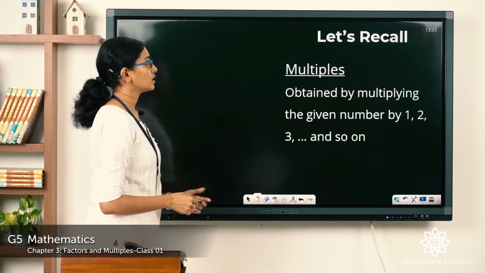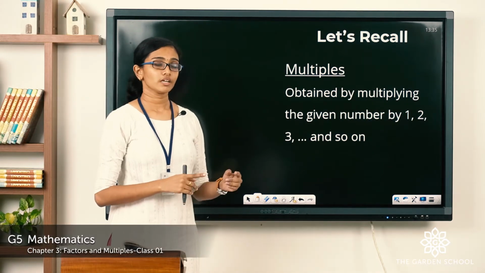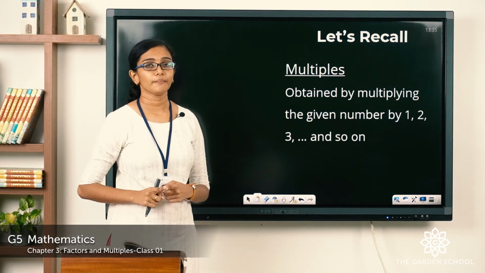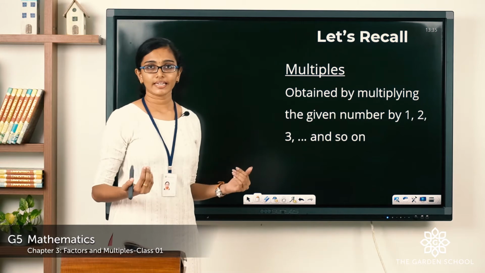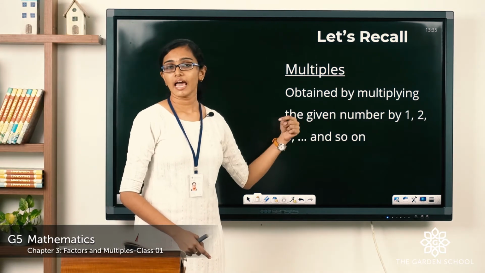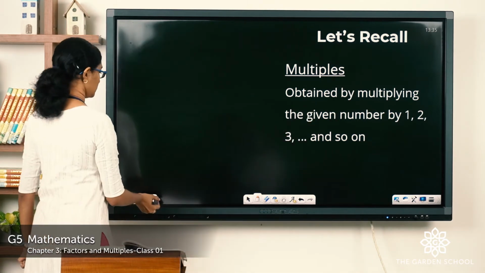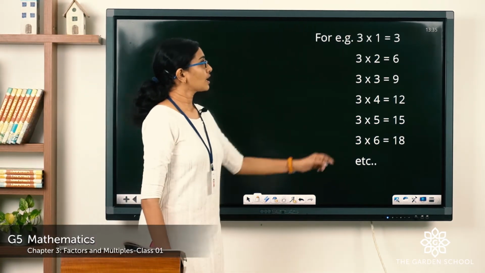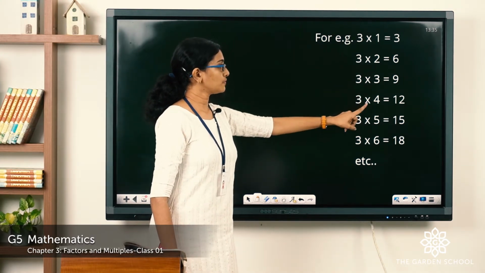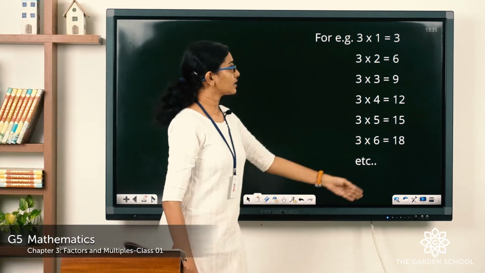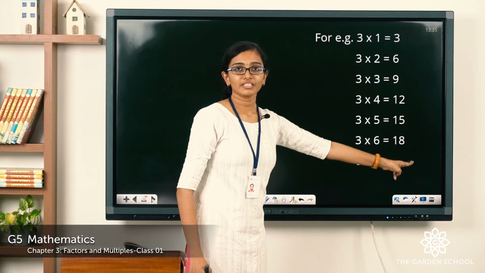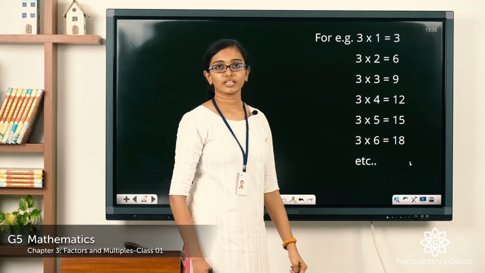Now, that was about factors. Now see multiples. So what are multiples? Multiples of a number are the numbers we get by multiplying the given number by 1, 2, 3 and so on. See this example. Here the number 3 is multiplied by 1, 2, 3, 4 and so on. And you get the answers here, and these numbers here are the multiples of the number 3. Clear?